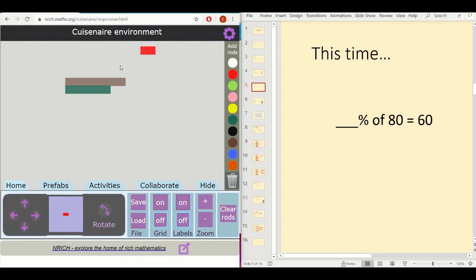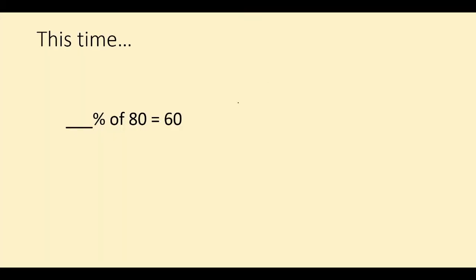Okay, if the brown one is 100%, then the red one would be 25%, and it would be 75%. It's the same as 3/4. And so 75% of 80 is 60. Now we did that with the blocks there, but you're going to need to know how to do these calculations on paper so you can do any one of these calculations.